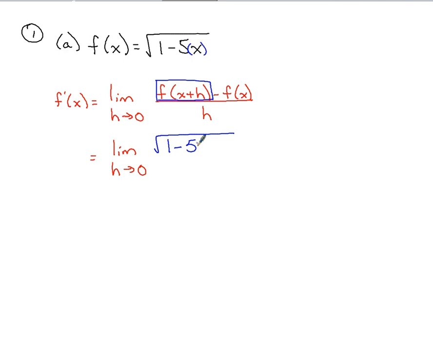So since I'm multiplying this minus 5 to that, I'm going to say minus 5x minus 5h. In other words, I'm distributing that negative 5 through. Not that you have to do that at that step, but at some point you'll want to. Okay, we are subtracting. Now we have to insert the original function. And that is all over h.